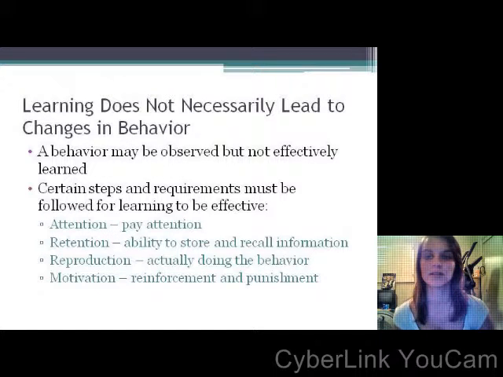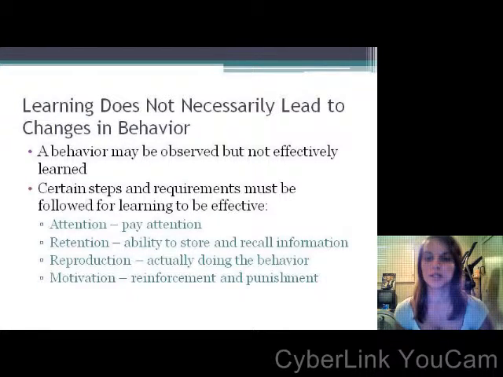Next, learning does not necessarily lead to changes in behavior. Now, behavior may be observed but not effectively learned. So there are 4 requirements necessary for learning to be effective. These include attention. You need to actually be paying attention to what's going on. Next is retention, which is the ability to store and recall information, which is essential to learning because you need to remember and be able to recall it at future times.